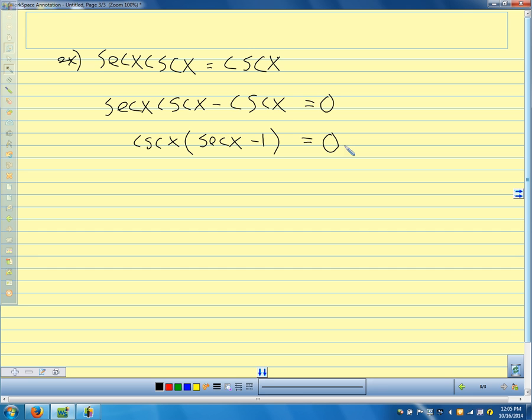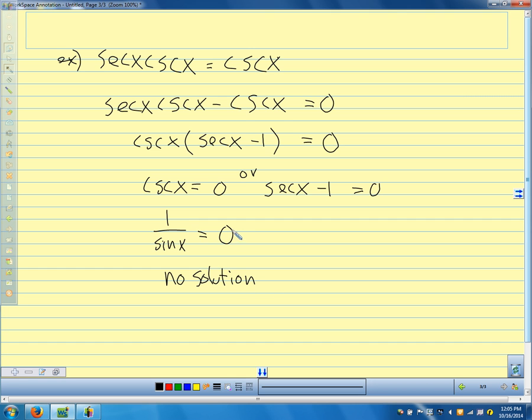All right, so when we have an equation like this, what does this tell us? Cosecant x equals 0? Or secant x minus 1 equals 0. Now let's look at each possibility. So cosecant x is 1 over sine x equals 0. Can 1 over sine x equal 0? What would have to be true? What would make this fraction 0? The numerator or the denominator being 0? Numerator. Is the numerator 0? No. So this is no solution.